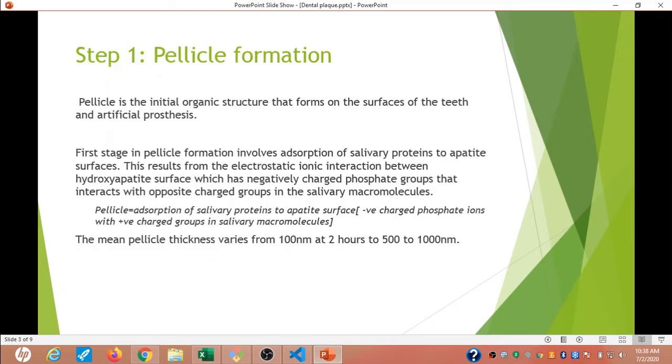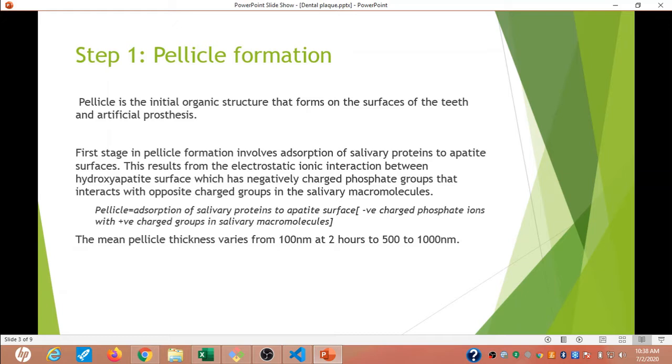The first step is pellicle formation. So first of all, we want to know what is a pellicle. Pellicle is the initial organic structure that forms on the surface of teeth and artificial prostheses.